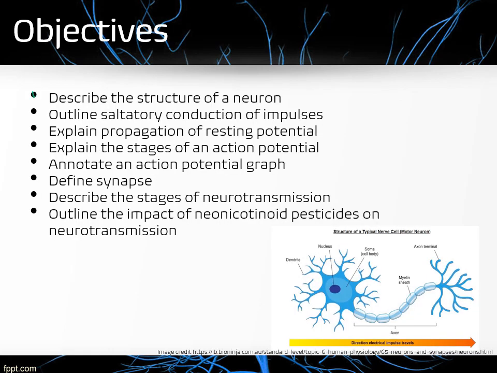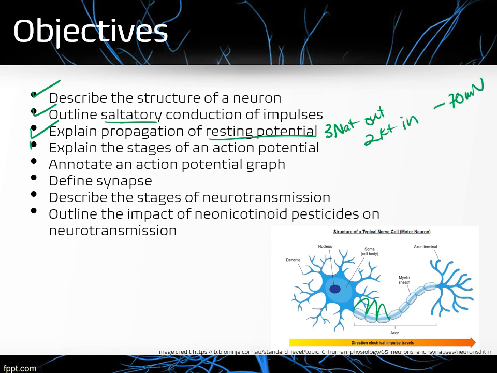Objectives achieved. We talked about the structure of neurons. We outlined saltatory conduction. It jumps, jumps, jumps. We talked about propagation of resting potential. 3 sodiums out and 2 potassiums in. That's going to lead to a negative 70 millivolt.